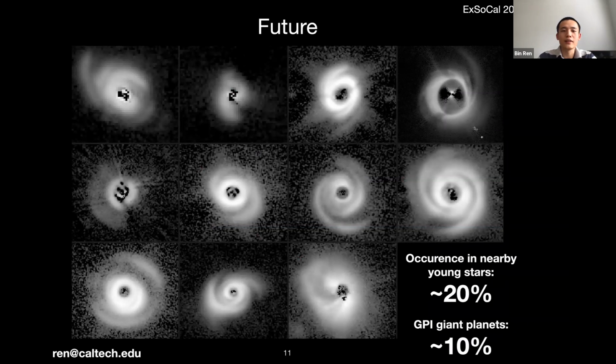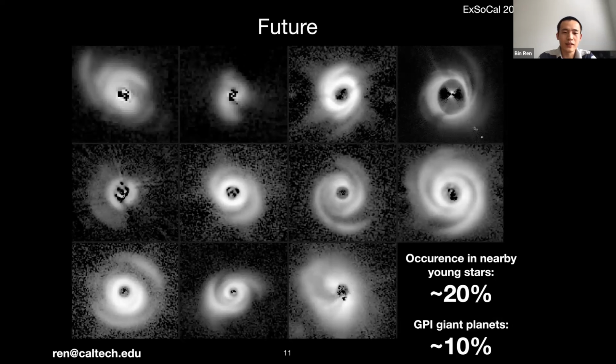So let's step back and look at the big picture here. For all these spiral arms, we have known that the occurrence of them is a factor of 2 different than the occurrence of spiral arm drivers or giant planets. And therefore, not all spiral arms are driven by planets.